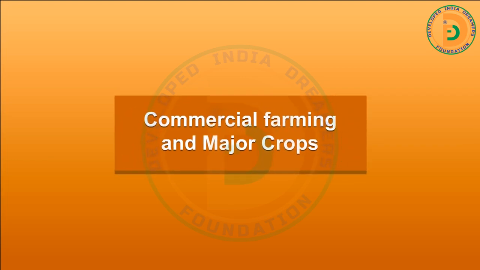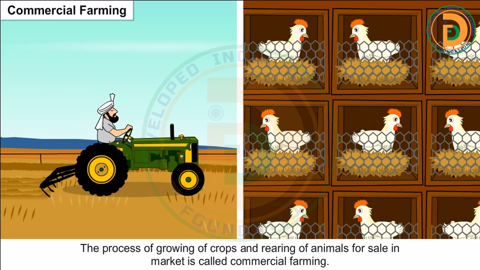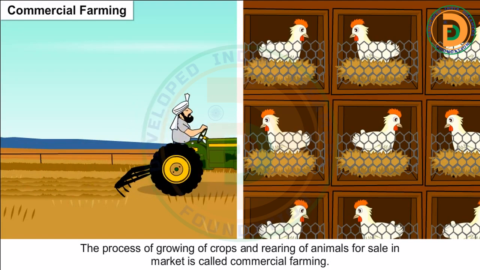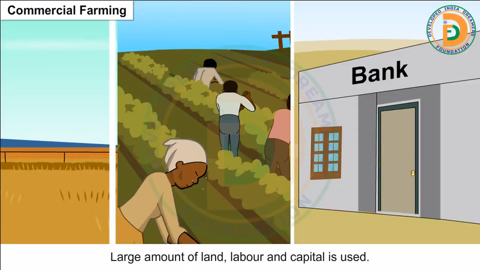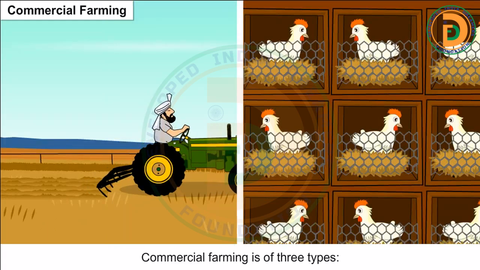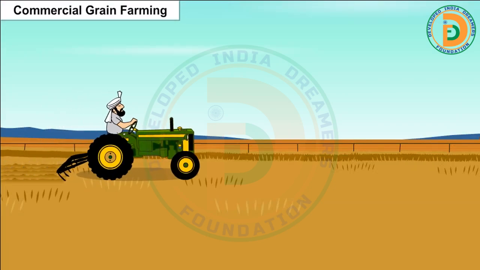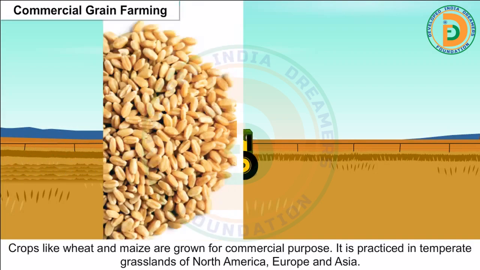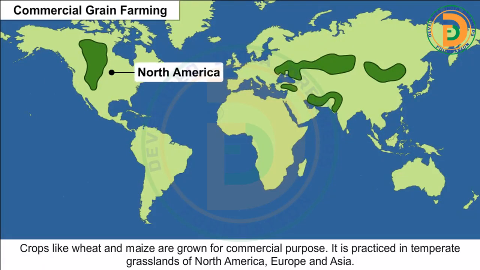Commercial farming and major crops. Commercial farming. The process of growing crops and rearing animals for sale in market is called commercial farming. A large amount of land, labor and capital is used. Commercial farming is of three types. Commercial grain farming: crops like wheat and maize are grown for commercial purpose. It is practiced in temperate grasslands of North America, Europe and Asia.